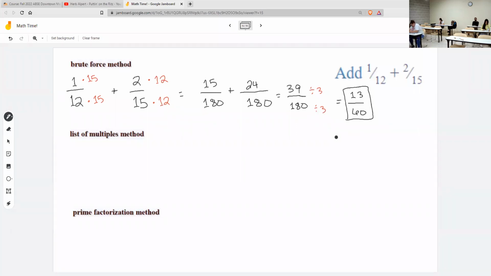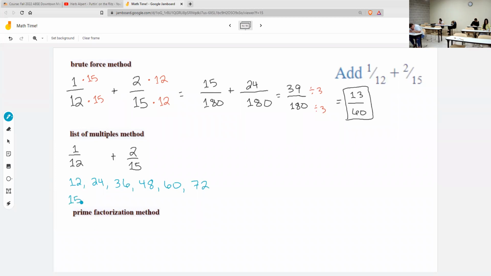not too bad. Let's try the list of multiples method. So I'll start out writing the same thing. So what are my multiples of 12? 12, 24, 36, 48, 60, 72. Hopefully that's big enough. Let's switch to 15 for a while and see if we got it.